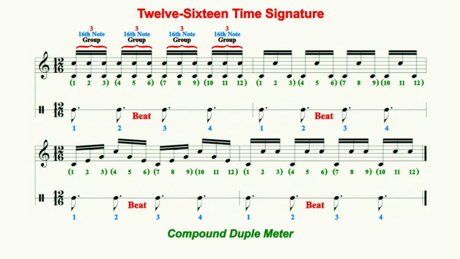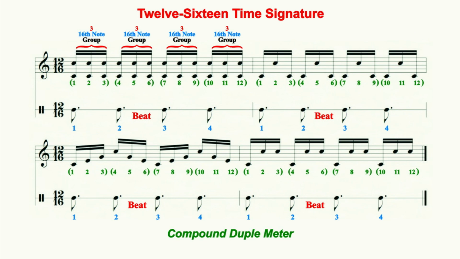A 12/16 time signature indicates that there are 12 16th notes per measure. When we divide 12 by 3, we determine that there are 4 beats per measure. Since each beat has been divided into a group of 3 16th notes, we know that each beat has a value of a dotted 8th note.